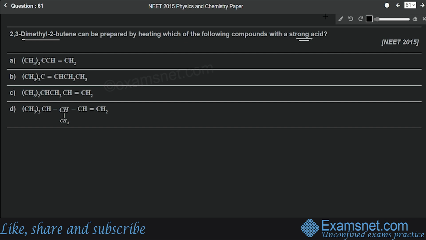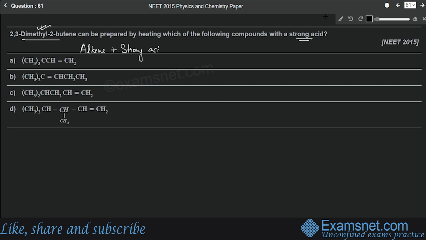So if we look at the options, you can see that in all the options alkenes are mentioned. So we have to check which alkene will give 2,3-dimethyl-2-butene on reacting with a strong acid. For that we should know the concept. When an alkene reacts with strong acid, what happens?